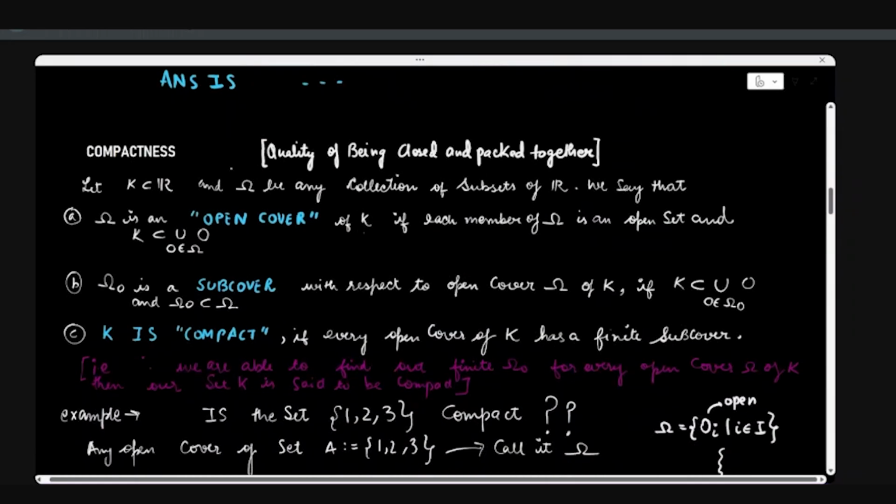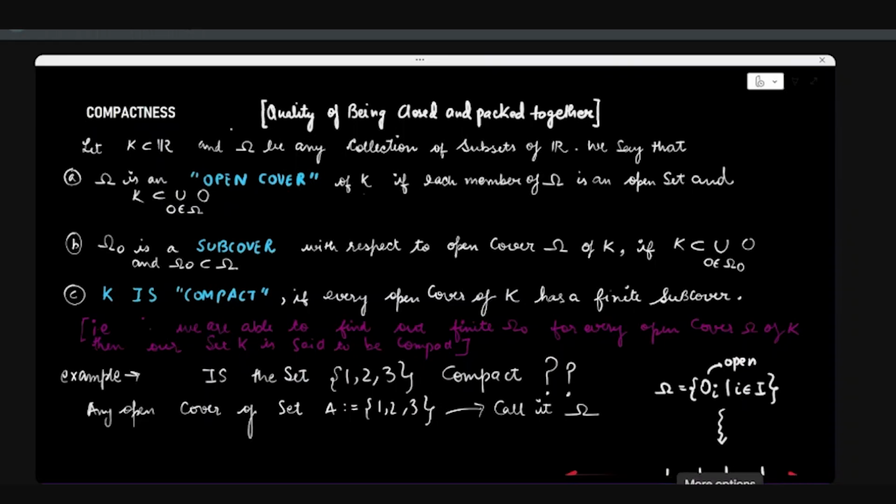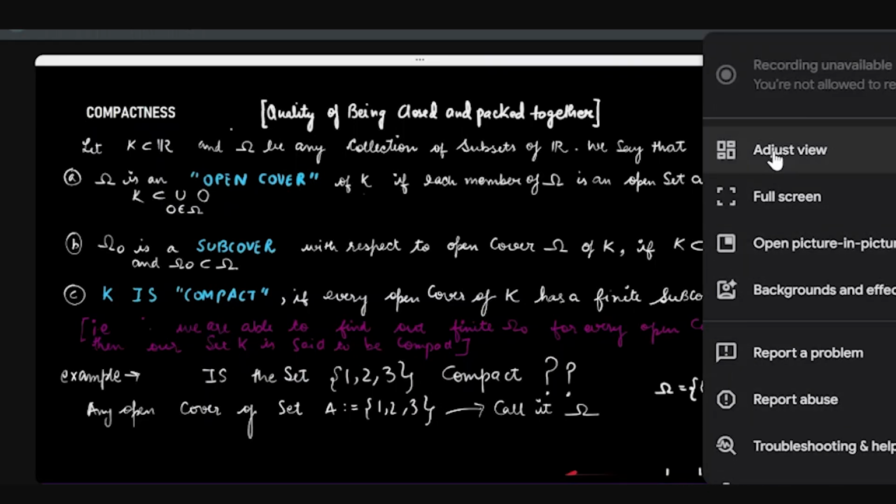So now our next topic is compactness. Can anyone from the audience tell me what they understand from the word compactness? Any vague idea?